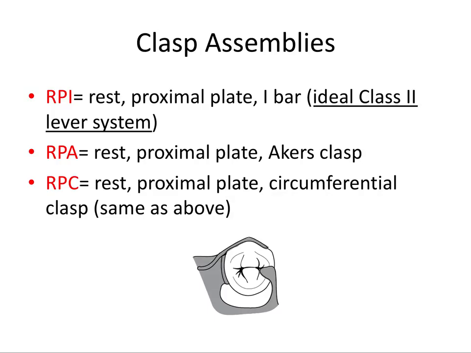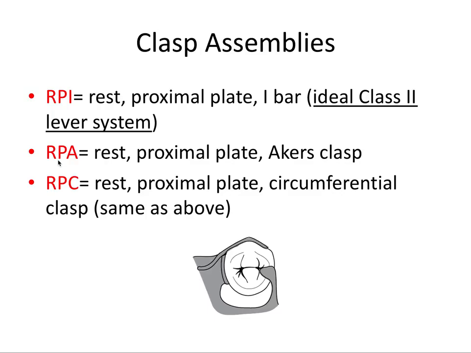So the class 2 lever system is basically attained by having the rest be on the mesial side of the tooth rather than the distal side. But that's kind of beyond the scope of this video and the board exam for that matter. So maybe just know that this offers an ideal class 2 lever system. And that's because, again, the rest is on the mesial side rather than the distal side here.